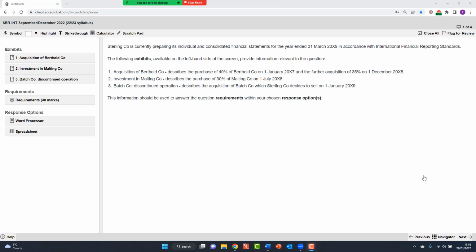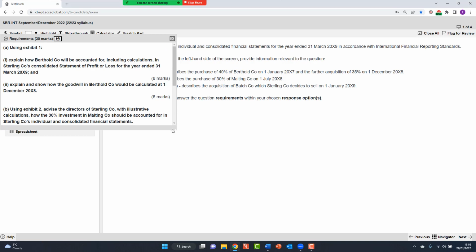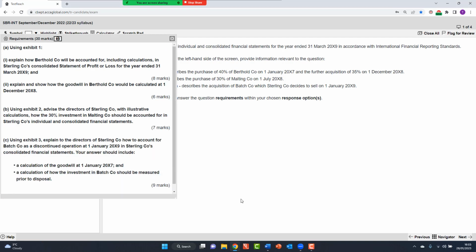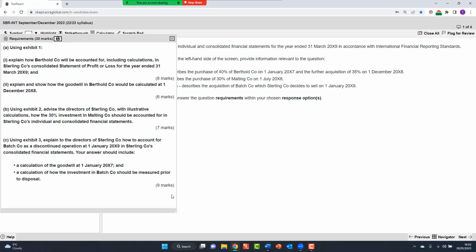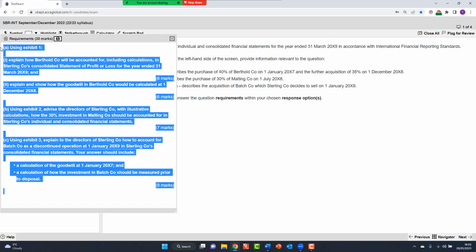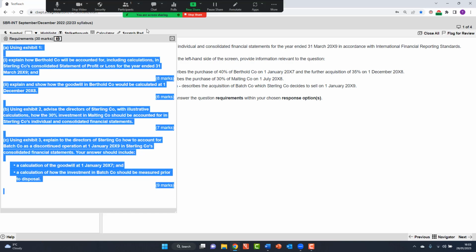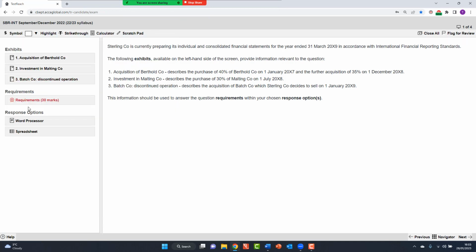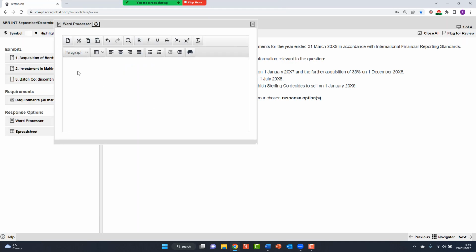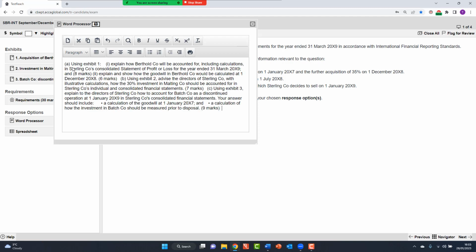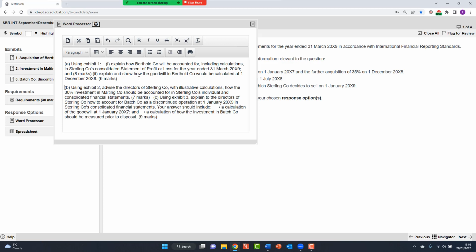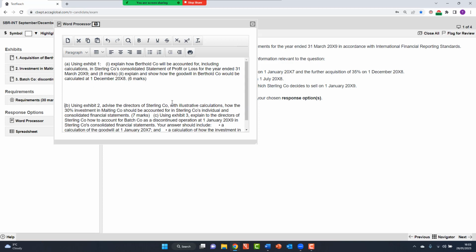So let's consider this question of Sterling, which is taken from the September-December 2022 examination. And the first thing that I always do in these questions is to not read the requirement, but to control copy and paste the requirement into the answer booklet, into the response option. So that's the first thing that I do. And then I need to break that up slightly. And today I'm going to concentrate on part A of the question.